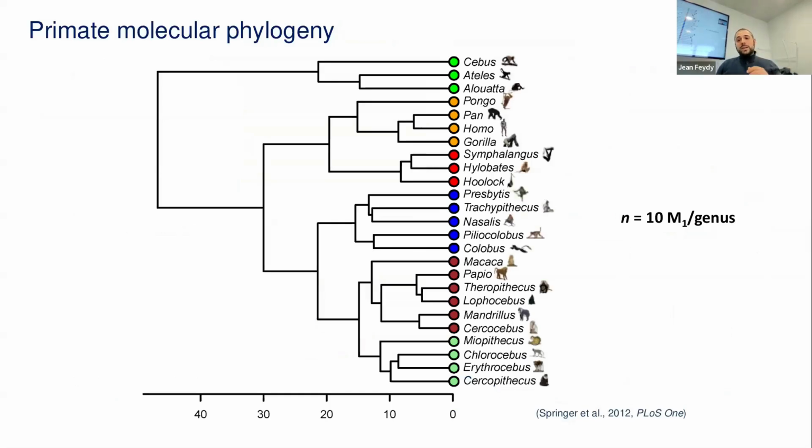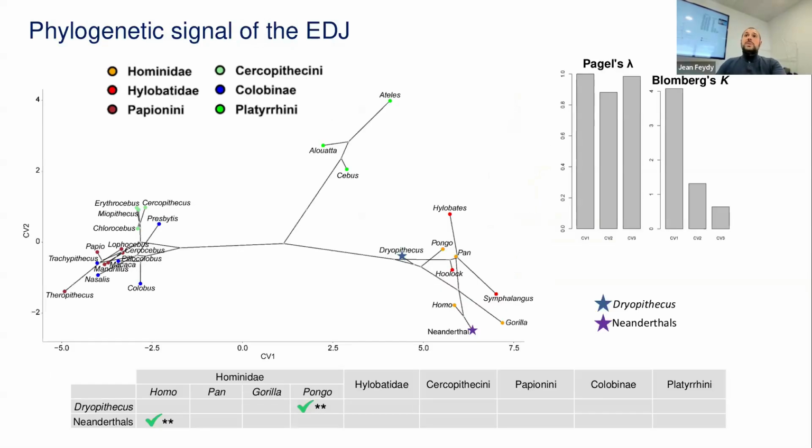So as I was saying, there was this assumption that this part, the ADJ, is very informative for phylogeny, but I wanted to test it. So I used the same kind of sample that we use for the inner ear, basically using a number of specimens for each species and genus. And the result was very similar to the one we got with the inner ear, with the same kind of group.